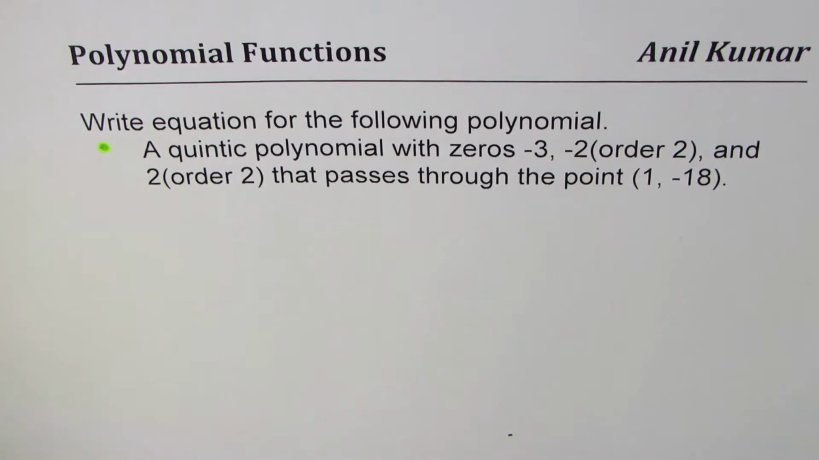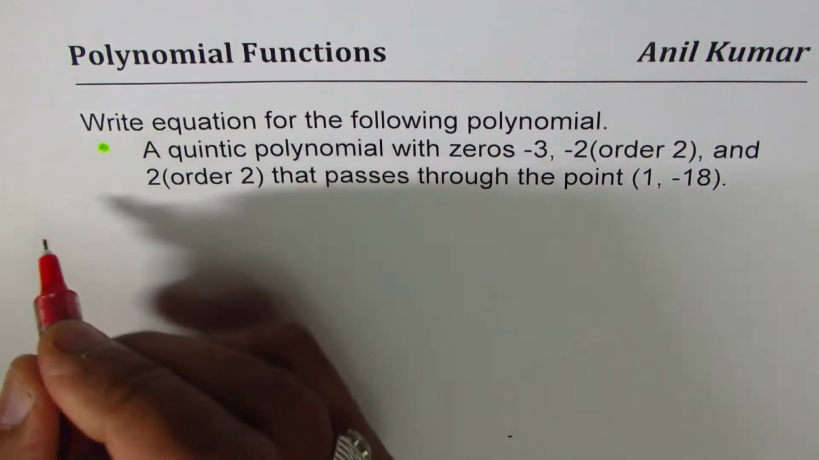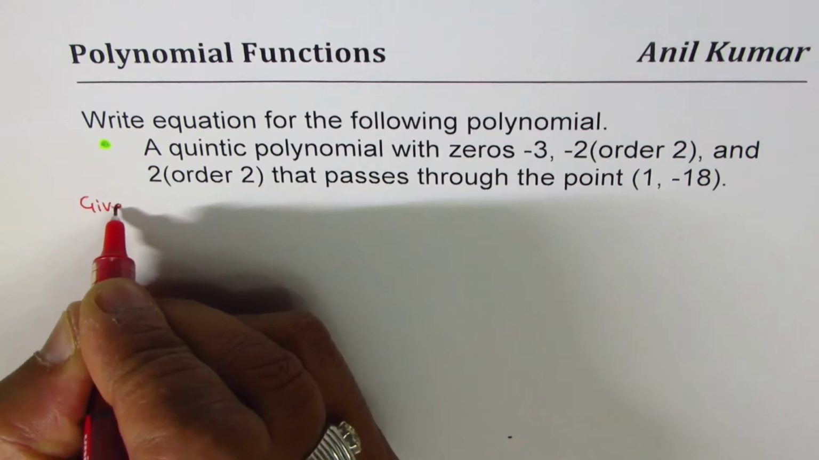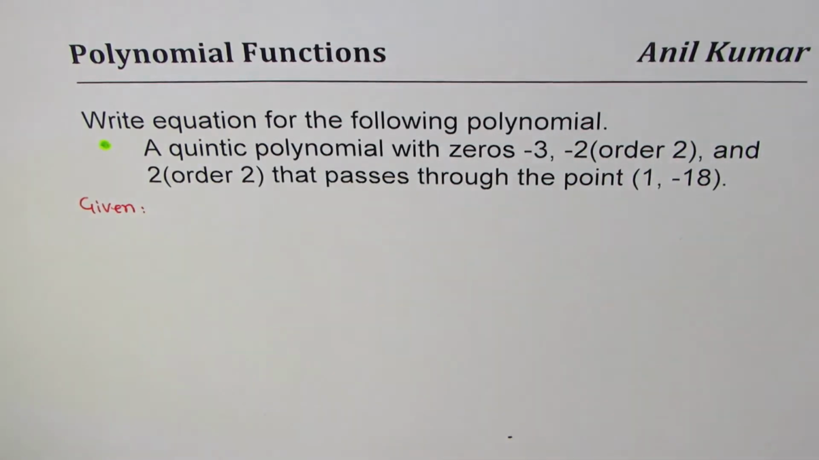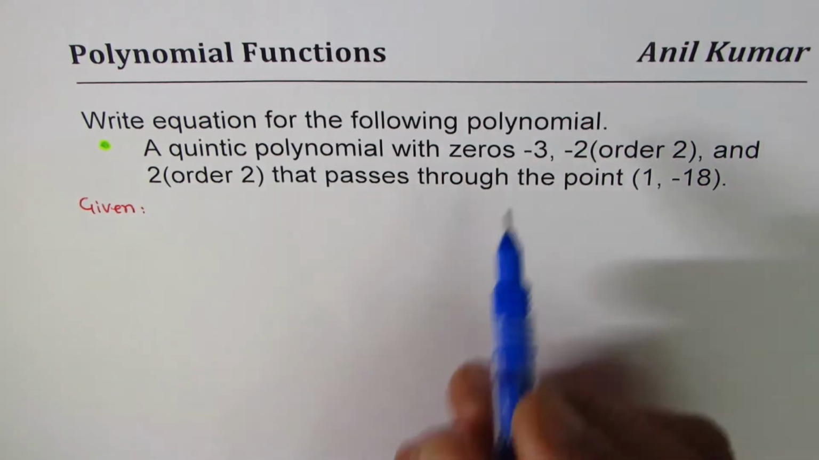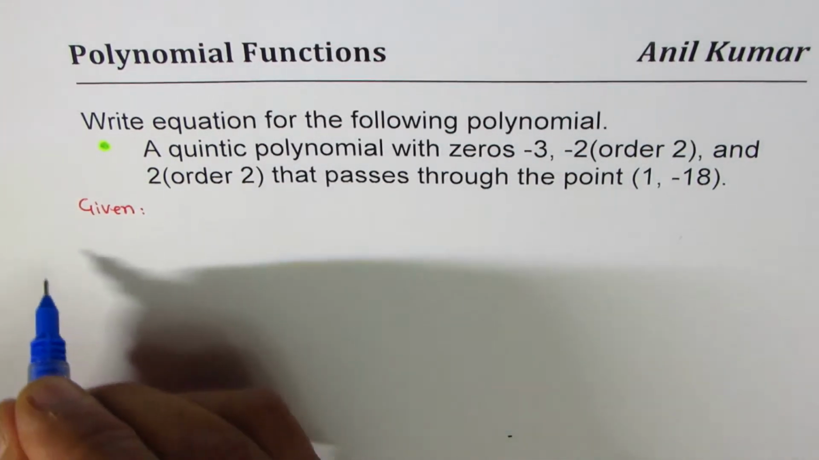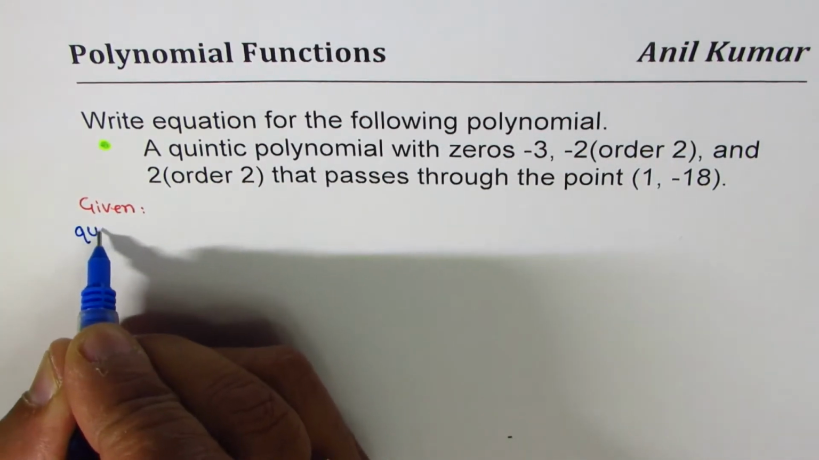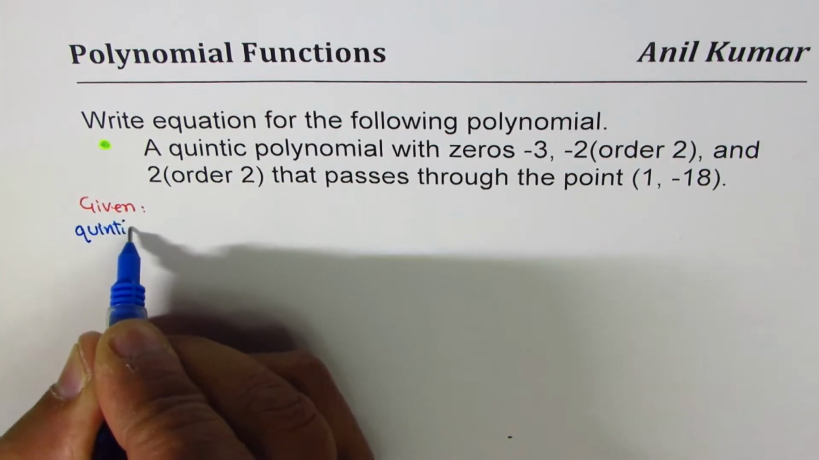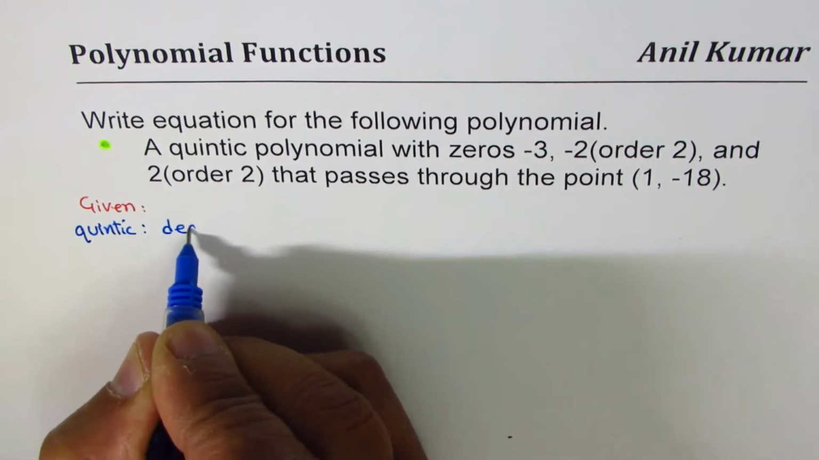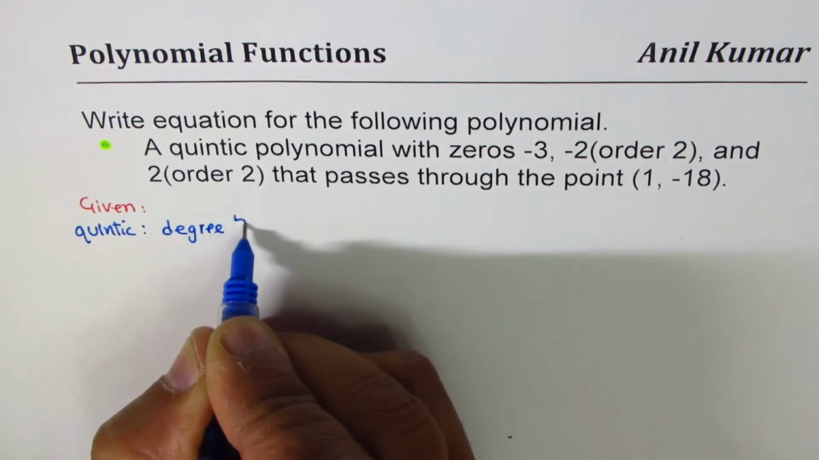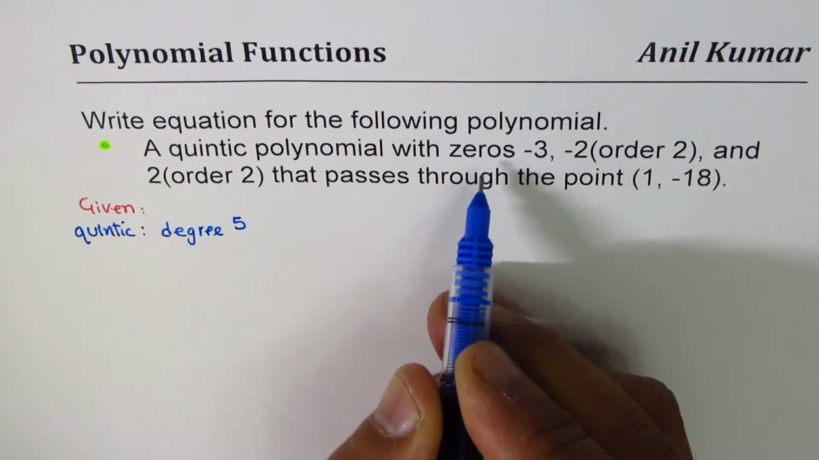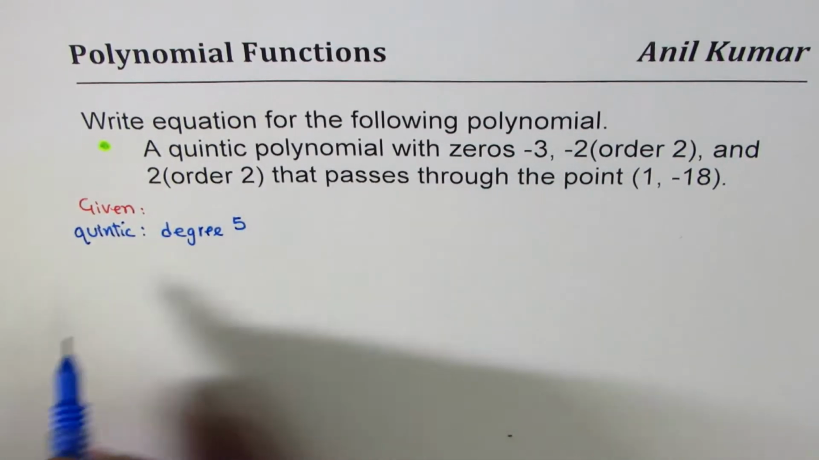You can always pause the video, answer the question, and then look into my suggestions. Now let us see what is given to us first. We are given a quintic polynomial. Quintic means what? Degree 5 polynomial. Now we are given 3 zeros.